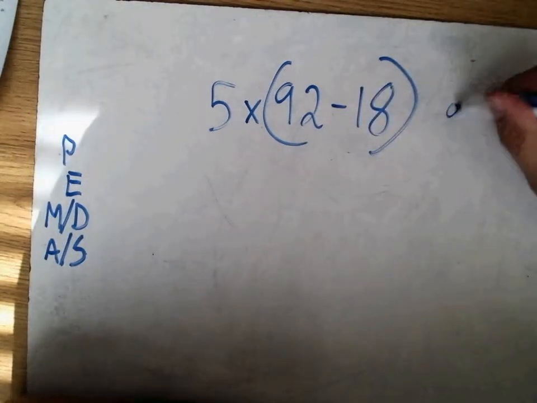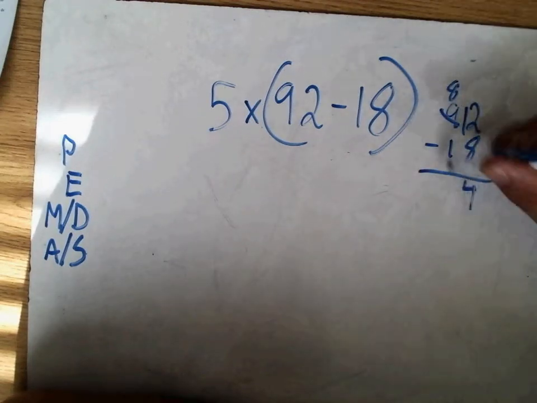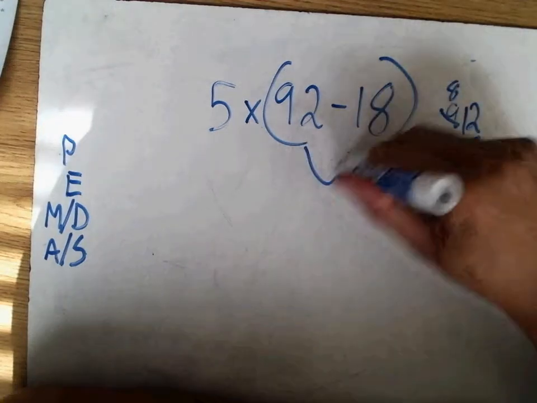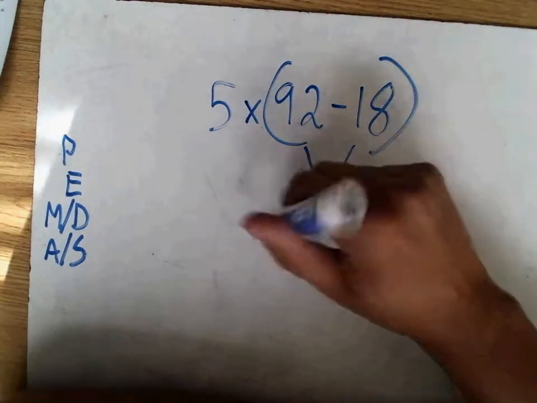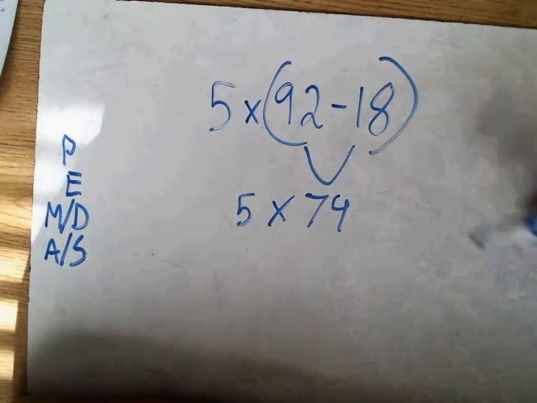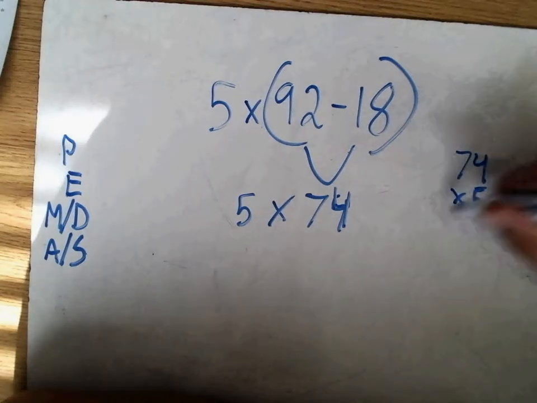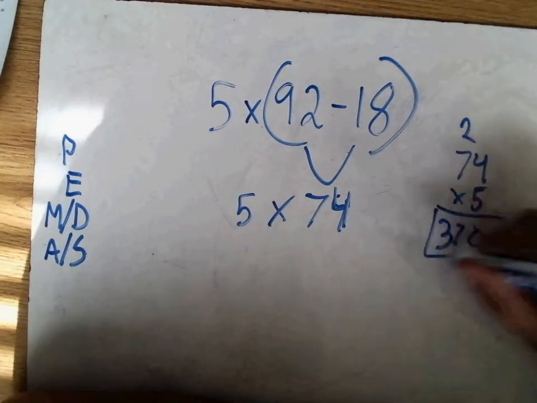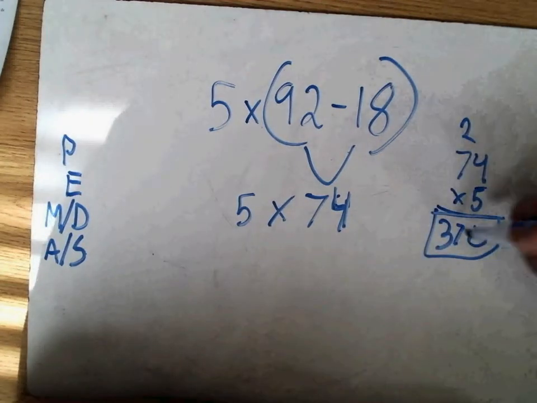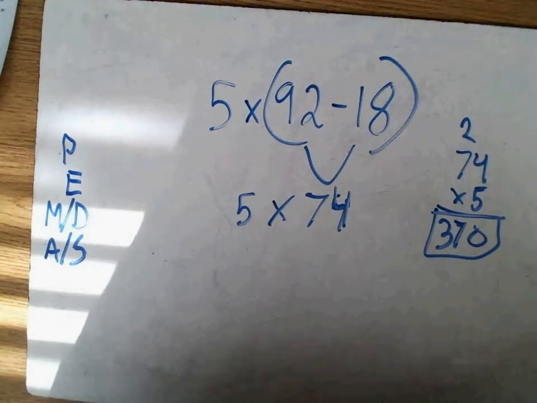So 92 minus 18 is 74, right? And so I'm just going to do that, and I personally like to rewrite my problem. 5 times 74, right? And so 5 times 74 is going to get me 370. Excuse my 7 there. So that's kind of a more simplistic problem.